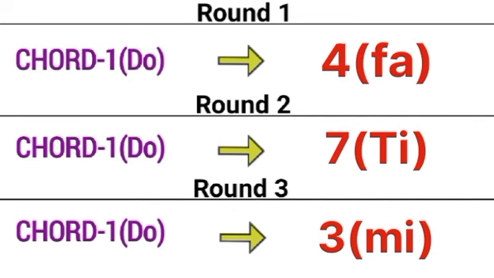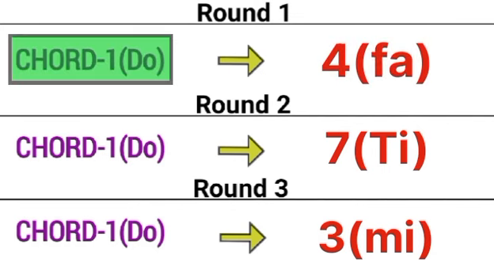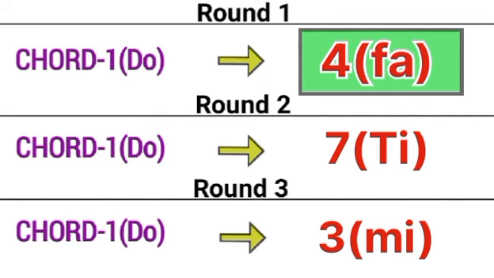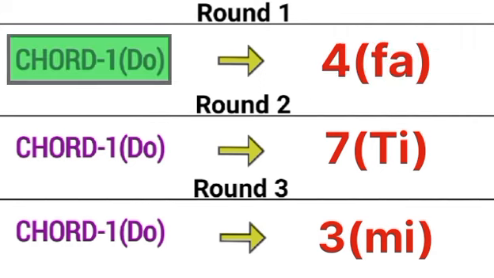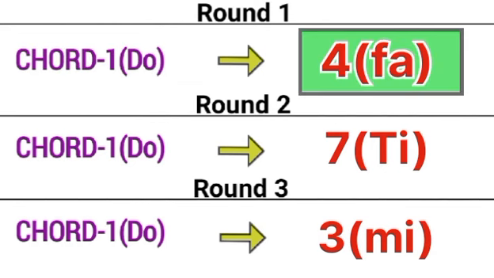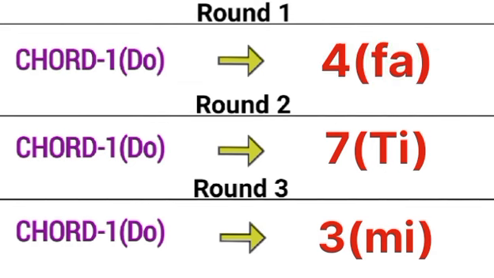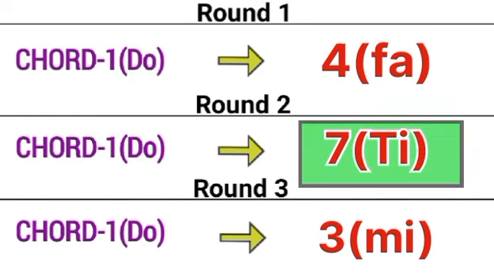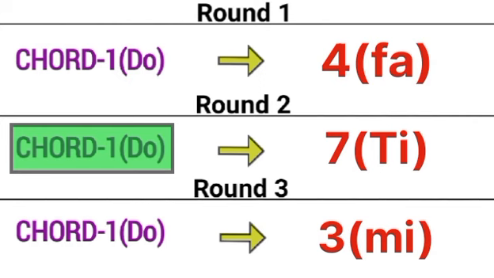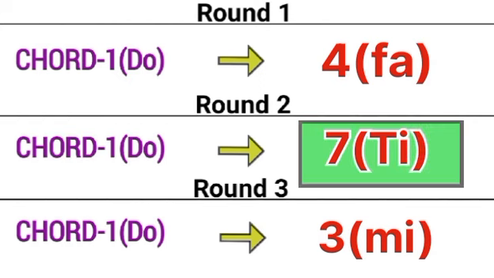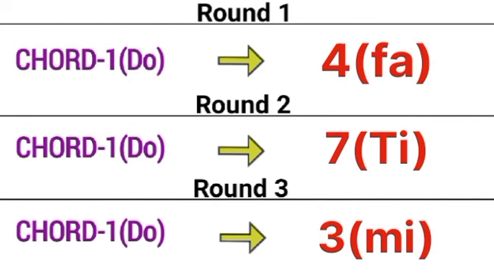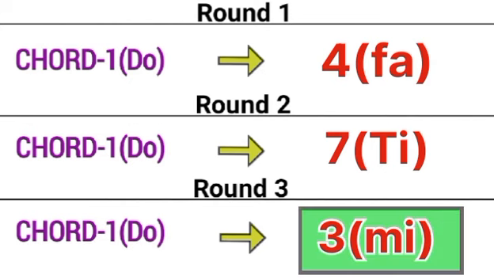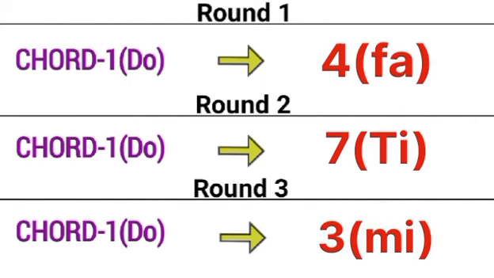Now for the first round, notice how the fourth chord sounds relative to the first chord. You can see the difference. Again. Okay, now for the second round, notice how the seventh chord sounds. You can see that. Again. Now notice how the third chord sounds. Again.